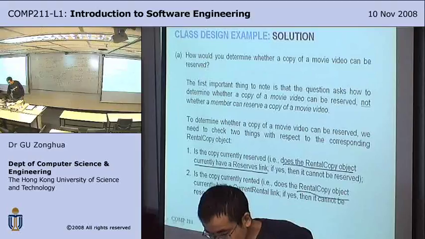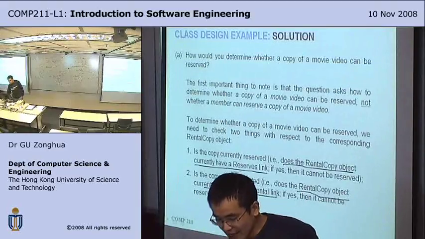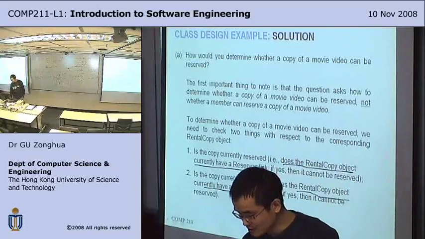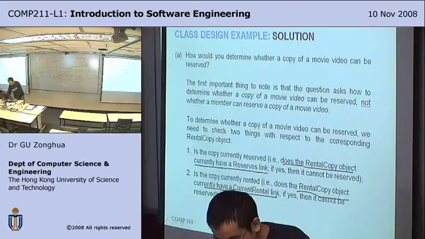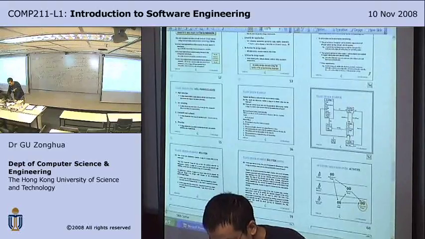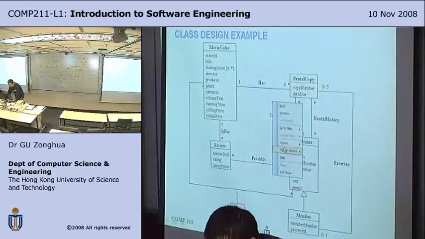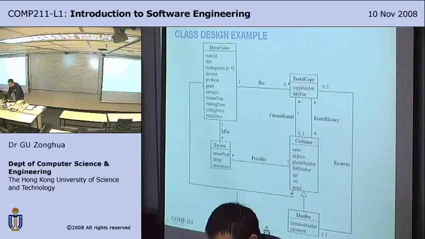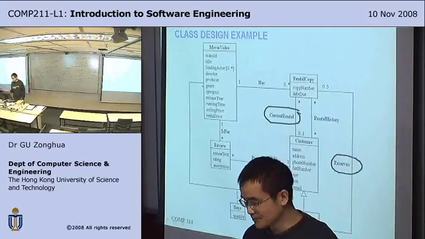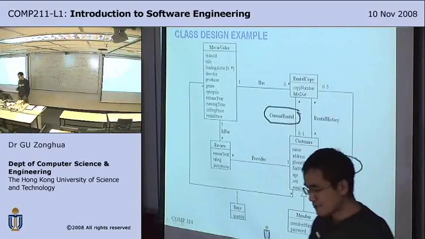If the rental copy object currently has a current rental link, then it's currently rented out, so it's not available. So you look at essentially these two links, these two associations, current rental and reserves. These class-level associations get turned into object-level links at runtime.